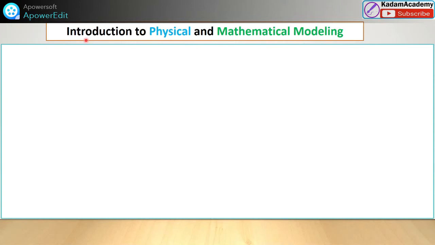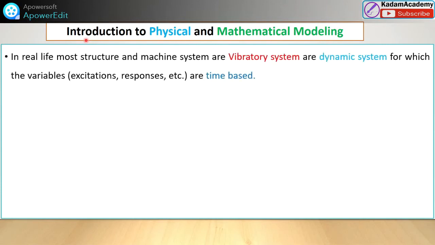On this slide, introducing the physical and mathematical modeling, you must learn what the physical model and the mathematical model are. We are studying mathematical modeling from the physical model of a vibratory system here. So in real life, most structures and machine systems have elastic members with a dynamic system, hence have an infinite degree of freedom. Already we have studied this in the degree of freedom video. You can watch what the different types of degrees of freedom are.